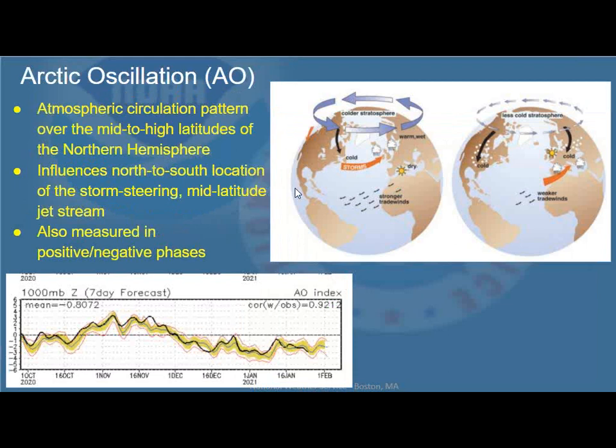And let's talk about the Arctic Oscillation. Basically, this is a pattern that looks at how the air near the Arctic Circle behaves, and this influences the north to south steering of the jet stream. Again, it's also measured in positive and negative phases.